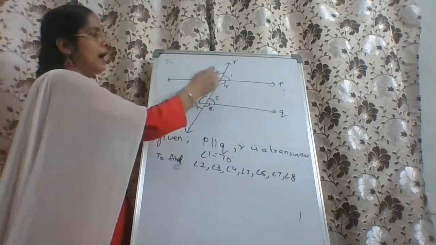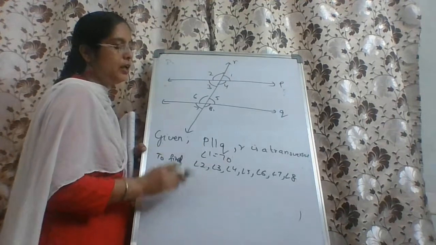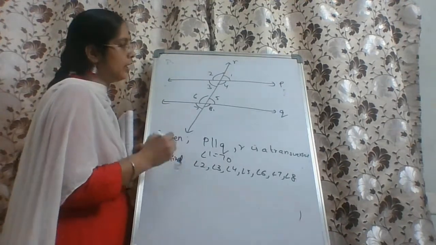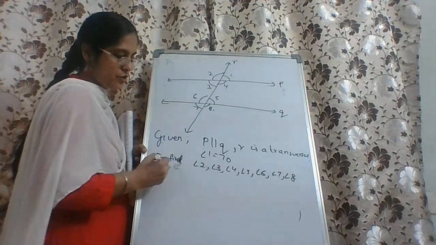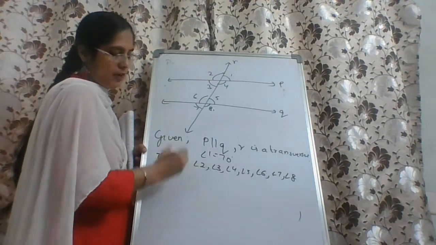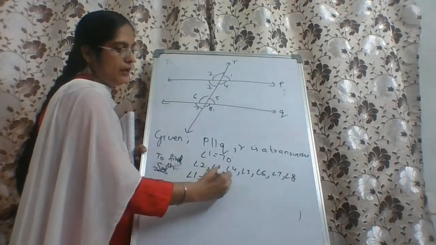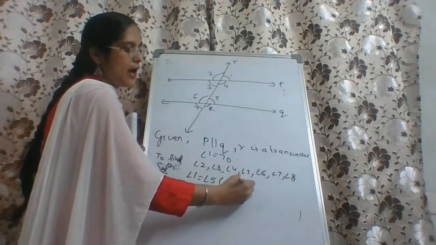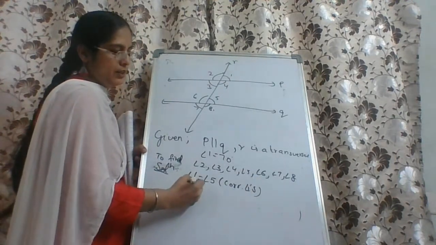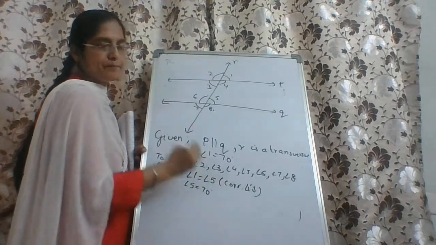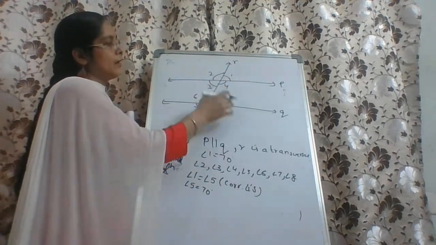Now see, angle 1 is 70 degrees. Angle 5 will also be 70 degrees because they are corresponding angles. Proof is, or I can write solution, because here we are finding the solution. Angle 1 is equal to angle 5, corresponding angles. So angle 5 is equal to 70 degrees.